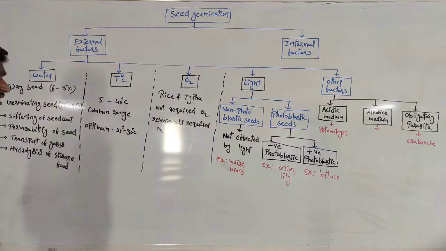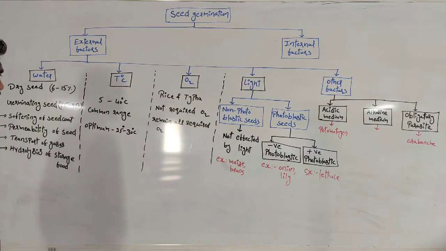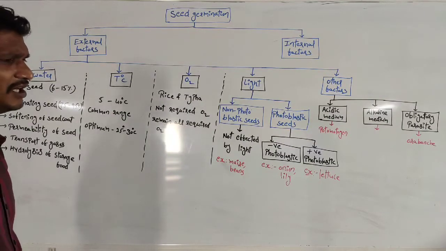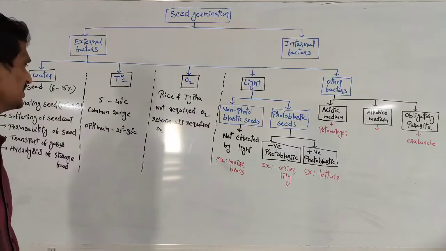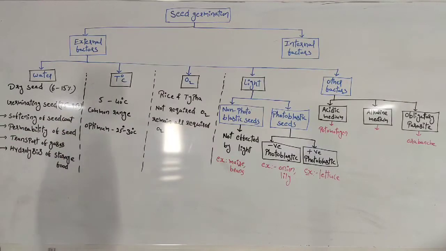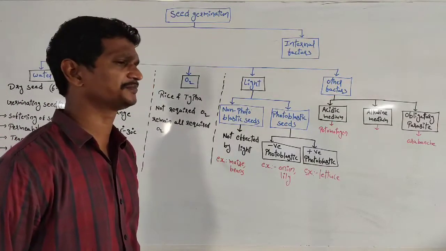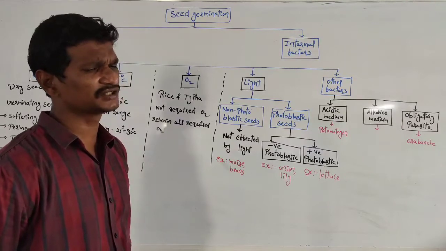First of all, in the dry seed, 6 to 15% of water is present. When the seed absorbs water before the germination process, all enzymes become active in the presence of water, and the percentage of water becomes 75 to 95 percent within the seed.